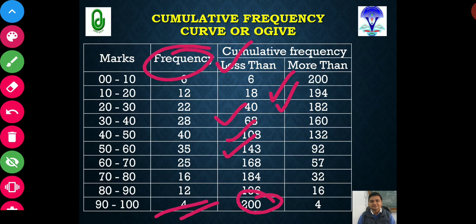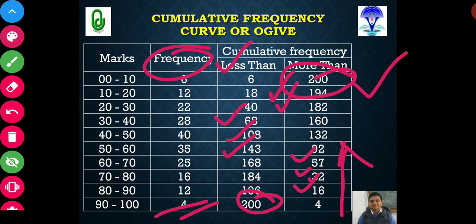Similar to this, more than ogive can be prepared, but for preparation of more than ogive, you have to start from the bottom. You have to start from the bottom in similar fashion. So the first is 4, then the next class is 12, so 4 plus 12 is 16. Then plus 16 is 32, then plus 25 is 57, and similarly in the last class you will get the sum of all the frequencies, that is 200. So this is how the cumulative frequency, that is less than and more than, can be prepared.